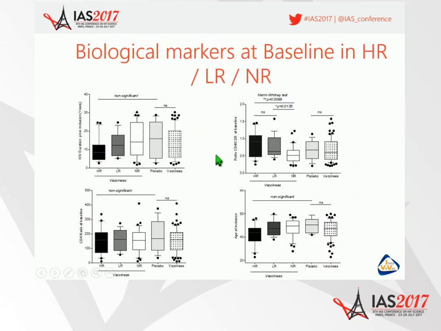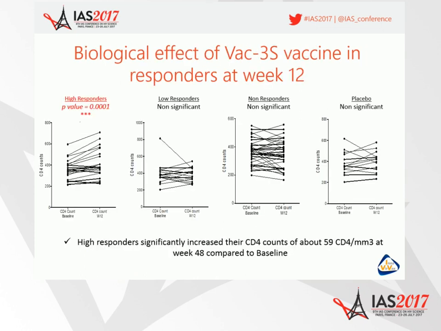Here we show the biological markers at baseline. You can see that there is no difference in HIV duration, no difference in the CD4 T cell nadir, no difference in the age at the inclusion, but as could be expected, in fact, the more CD4 cells the individuals have at the baseline, the higher the titers of antibodies that could then be acquired. And you can see here that there are differences between high and low responders and between the non-responders, depending on the level of CD4 T cells at the baseline.